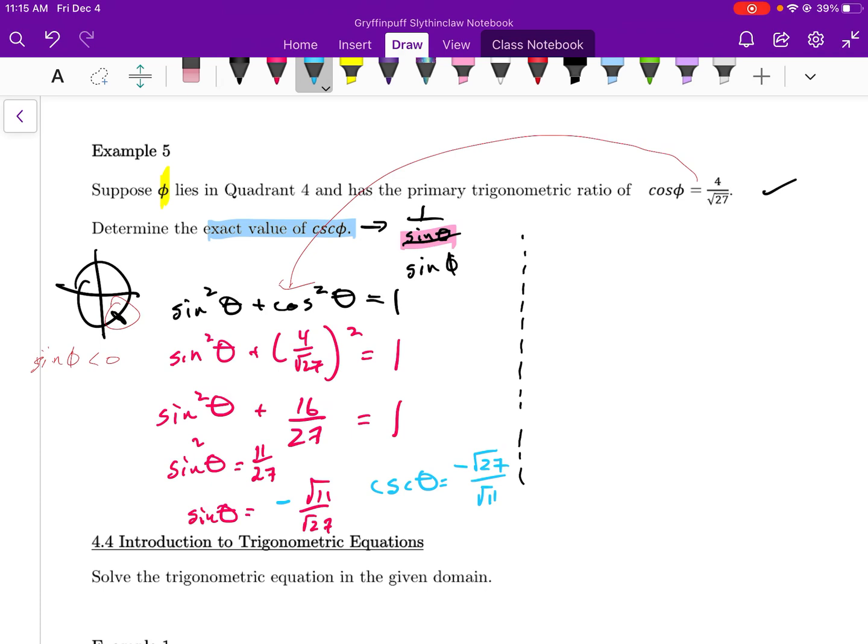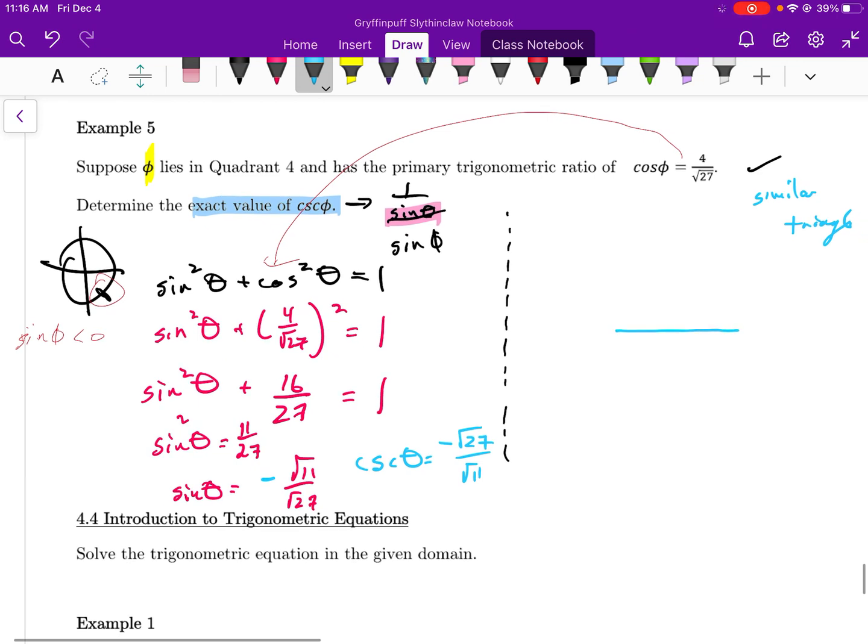All right. Alternatively, what can I do? I can make a similar triangle. Great. So I'm just going to draw a triangle here. I know that the sine value has to be negative, so that's all good, but I can just start off with a similar triangle. It's going to be a right angled triangle. And we know that cosine is the adjacent over the hypotenuse, right? That's cosine. I'm going to call this phi. So if that's phi, the hypotenuse would be the square root of 27, and the adjacent side would be 4.